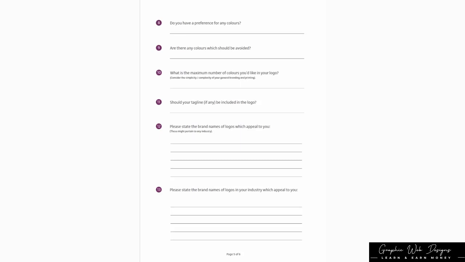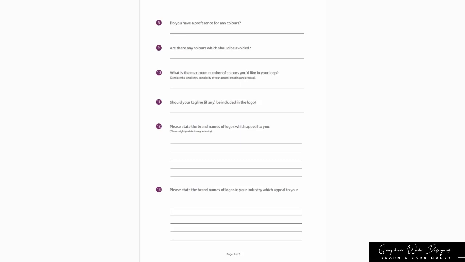Question 12 asks, please state the brand names of logos which appeal to you. In brackets, it's advised that these companies can pertain to any industry. So here they can state any logos which they like the look of. These logos could apply to any business sector. One might apply to a TV channel and the other an environmental organisation, as two examples. This just helps us to get into the mind of the client to discover what they assume a logo design to be and to uncover what kind of logo designs evoke and arouse their senses.